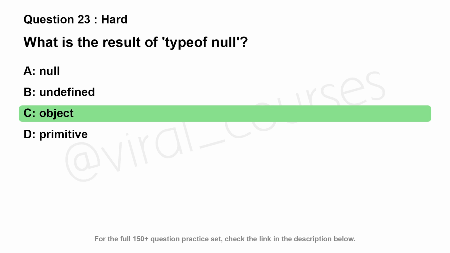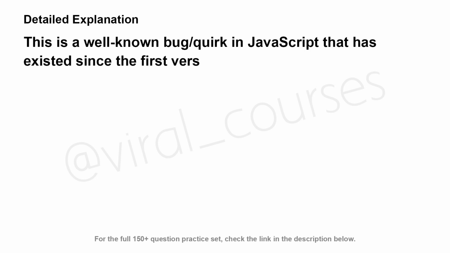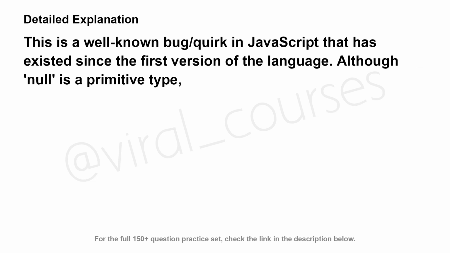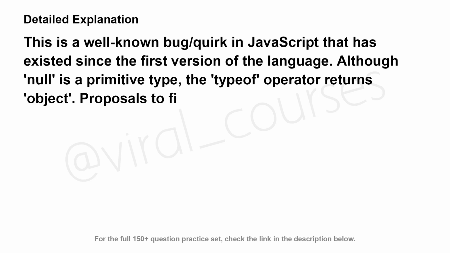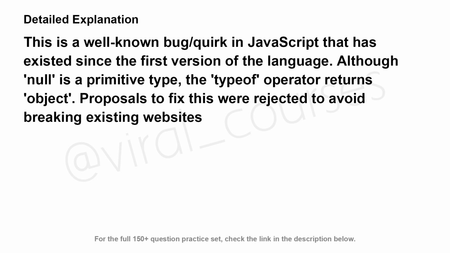The correct answer is C. This is a well-known bug, a quirk in JavaScript that has existed since the first version of the language. Although null is a primitive type, the typeof operator returns object. Proposals to fix this were rejected to avoid breaking existing websites.